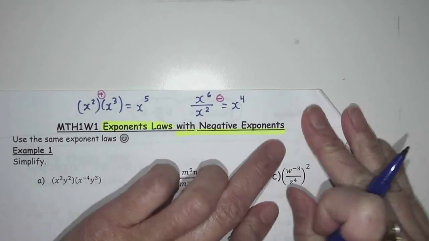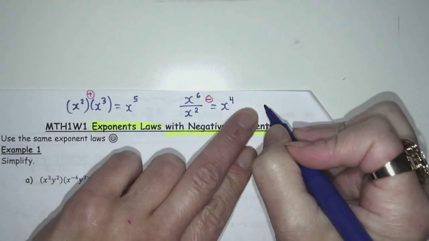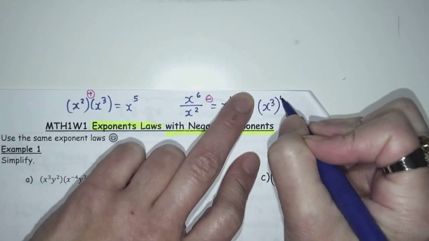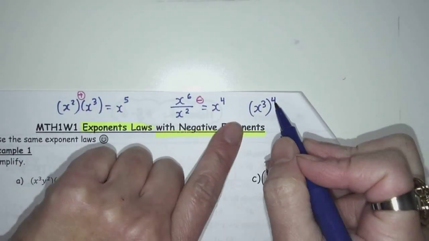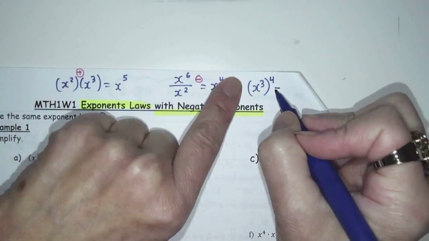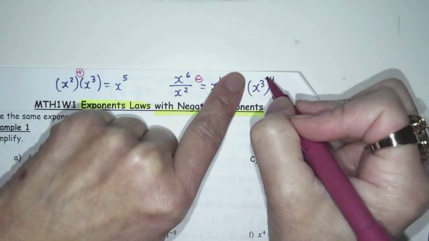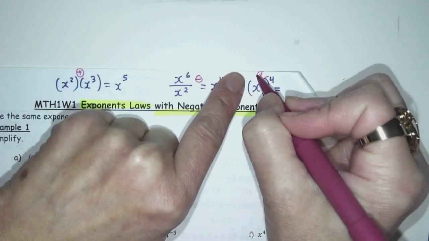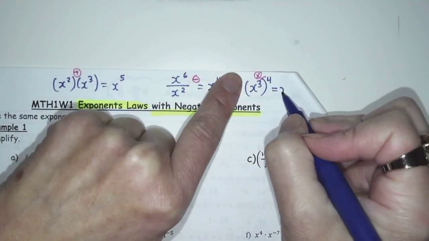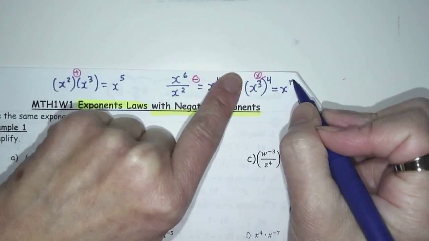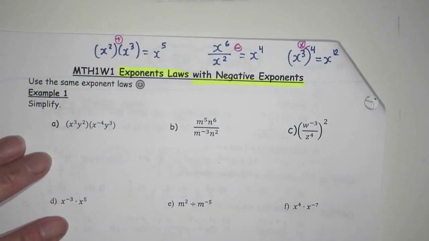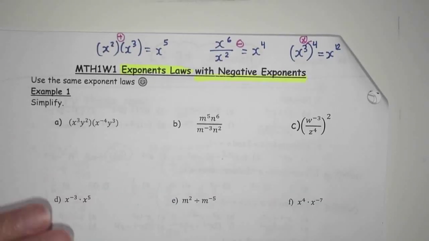We also had the power to a power rule. So say if I had x to the 3 to the power of 4, that means we have x to the 3, x to the 3, x to the 3, 4 times. So that would mean that we would multiply those exponents. That would be the power to a power rule. So x to the 12. Those are the exponent laws that we already know from the previous sections.